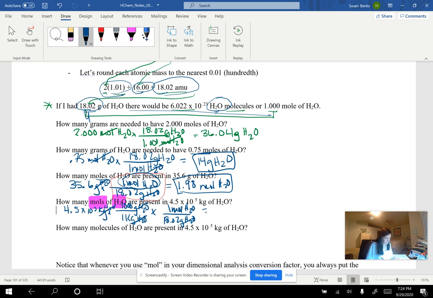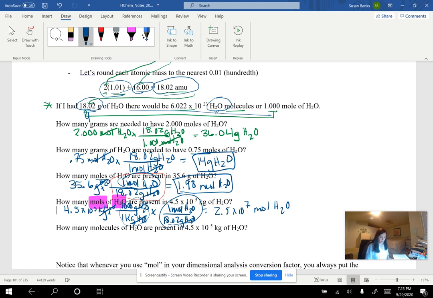So I'm going to take 4.5 times 10 to the 5th, I'm going to multiply it by 1,000, and I'm going to divide by 18.02. Now notice this 4.5 only gives me 2 sig figs. This conversion here in the middle is a definition, so it gives me infinite sig figs. And this one gives me 4. So I can really only report 2. So when I report that, that will give me 2.5 times 10 to the 7th moles of water.